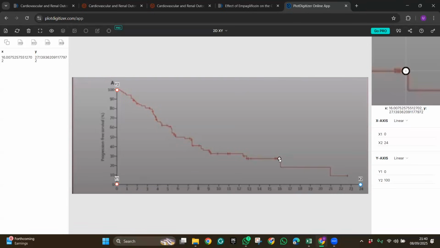As soon as I clicked here, you guys see these values appear on the left-hand side again. They were not there initially. On the x-axis, I see 16. These are the weeks. With the y-axis, I got 27.